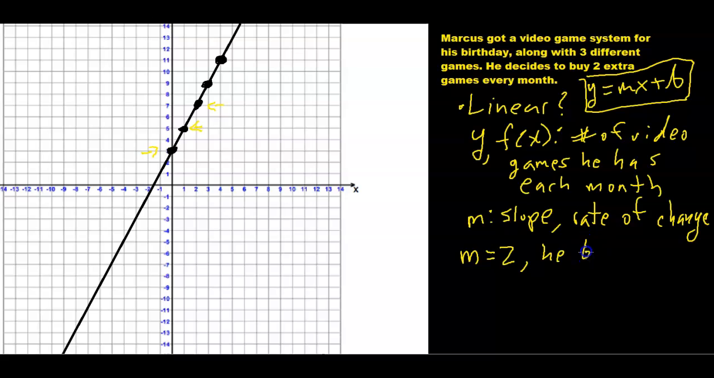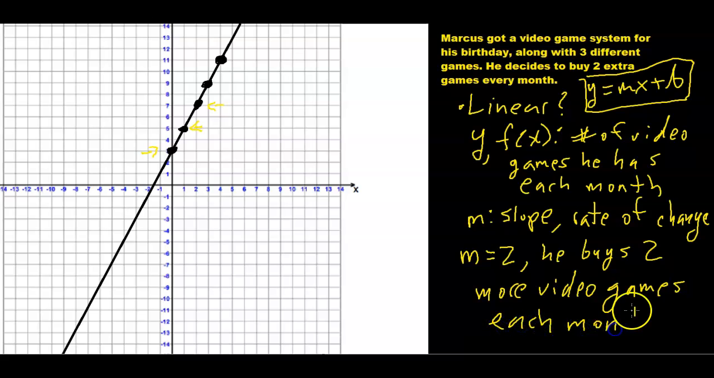Because he buys 2 more video games each month, right? He buys 2 more video games each month, so m is 2 because the rate of change is 2. It's a constant rate of change. So therefore, the slope of the line that represents this function is 2, right? So m equals 2 in this case.